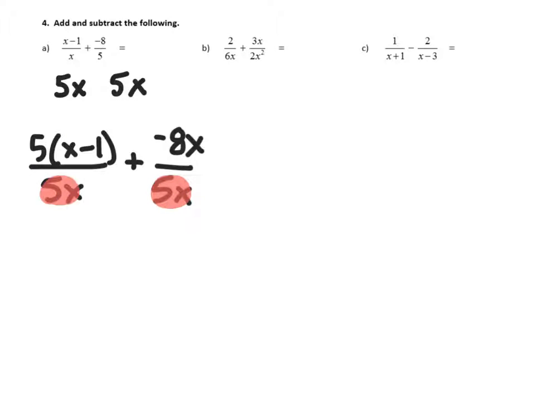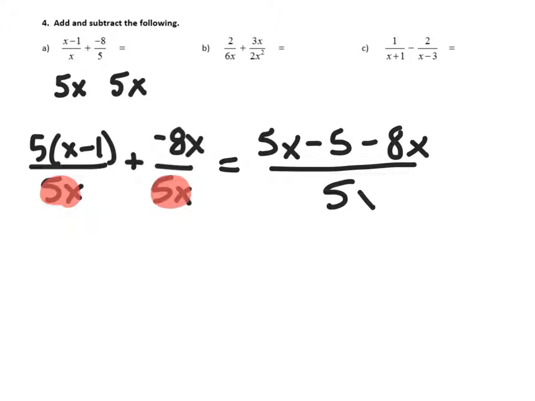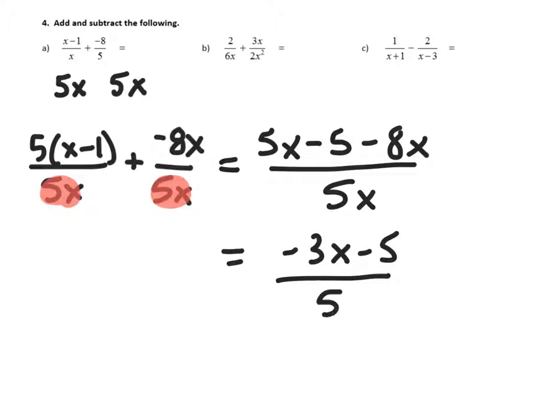The whole work of this idea was to make this common, and then the work just becomes to put that together. So I get 5x minus 5 minus 8x all over 5x. And then group the like terms. That would be minus 3x minus 5 all over 5x.